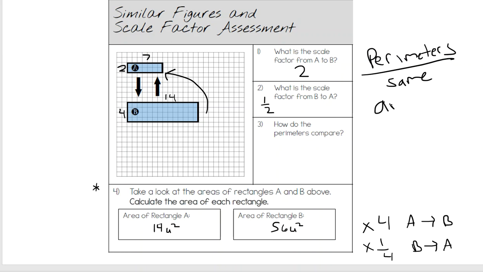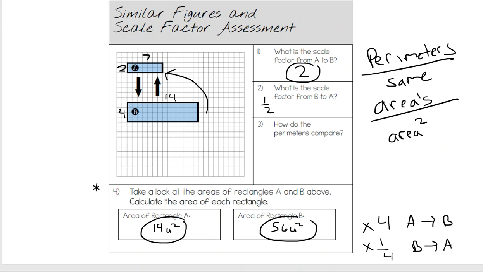But the scale factor of the areas is not the same. It is actually the scale factor squared, okay? So when we look at the scale factor from A to B, and that was 2, to go from the area A to B, if we do 2 squared, that gives us our 4, okay? And to go from 14 to 56, we had to times by 4.